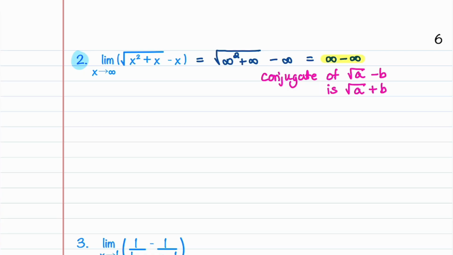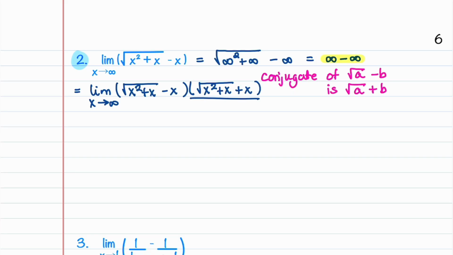Let's now use that. We're going to write this as the limit as x goes to infinity of the square root of x squared plus x minus x. Now we are going to multiply that by the conjugate, so we have the square root of x squared plus x plus x. And we can't change the problem, so whenever we multiply by the conjugate, we also have to divide by the conjugate: the square root of x squared plus x plus x.